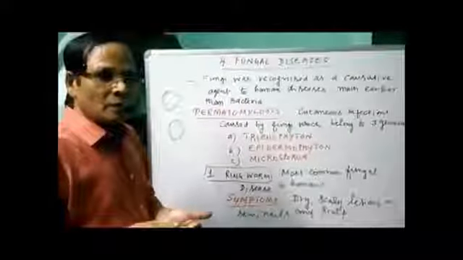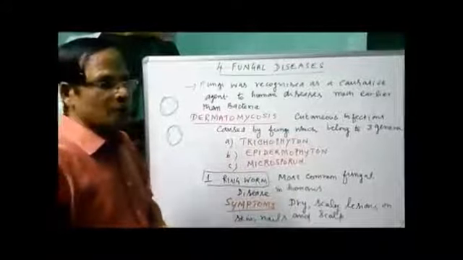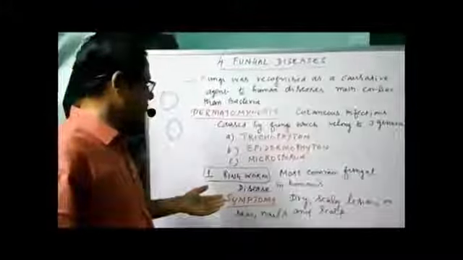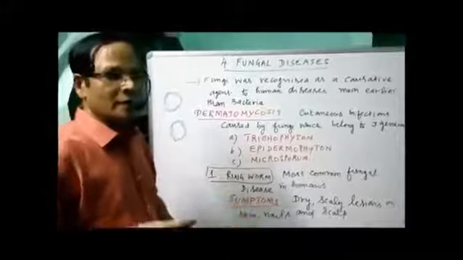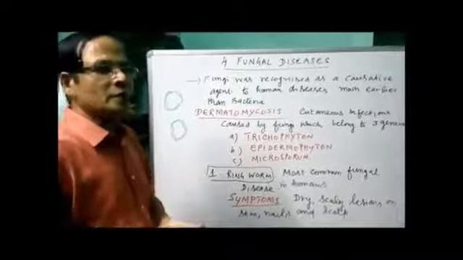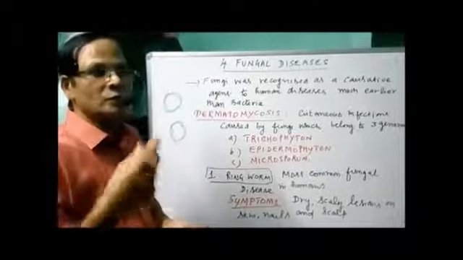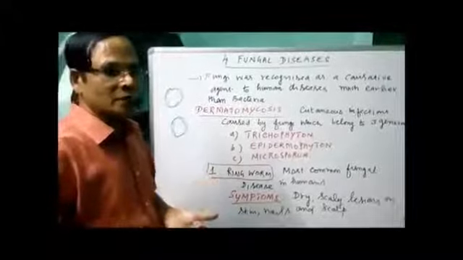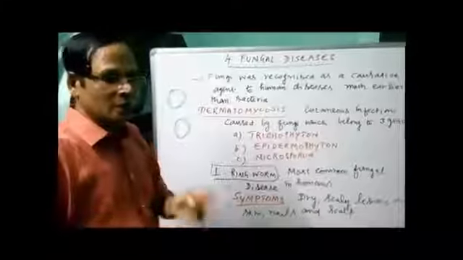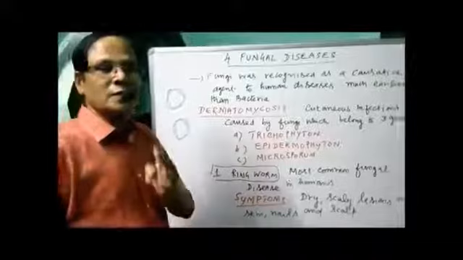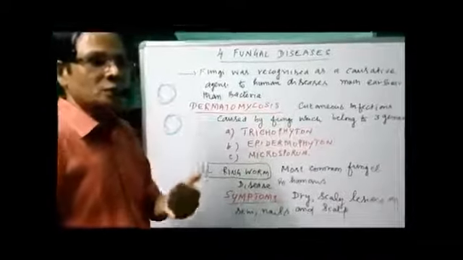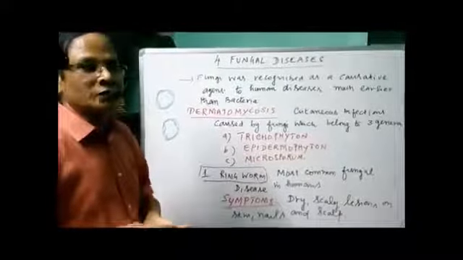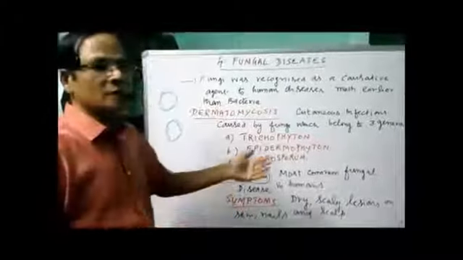The ringworm of the toes or foot is called athlete's foot. The ringworm just formed in the toes is called athlete's foot. It's very common in the case of athletic persons because they are always wearing shoes that provide warmth and moist conditions for the growth of the fungus. So these are the two conditions necessary for fungal growth. When the person is wearing shoes for a long time, it provides warmth as well as moisture, so the fungus grows easily.